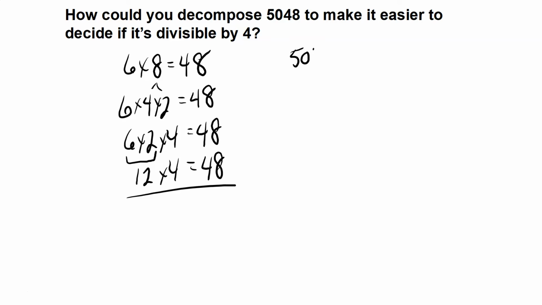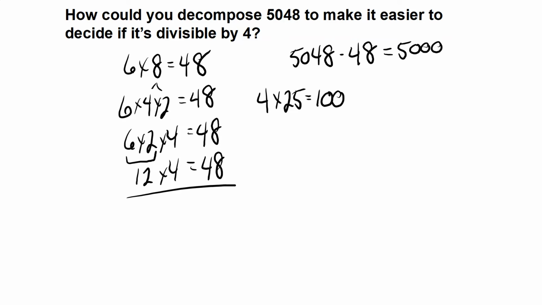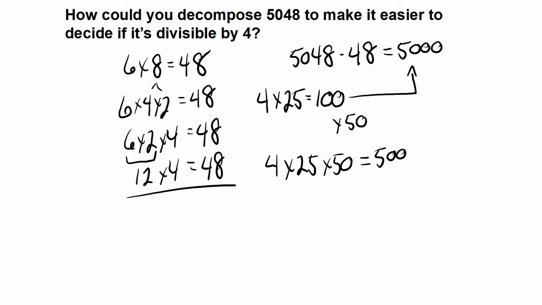What about then what's left over? So I started off with 5,048. I take out the 48, and I'm left with 5,000. Is 5,000 divisible by 4? Well, now I remember that 4 times 25 is equal to 100. Now if I want to get from 100 up to 5,000, I'm going to multiply by 50. So that means 4 times 25 times 50 is going to be equal to 5,000.